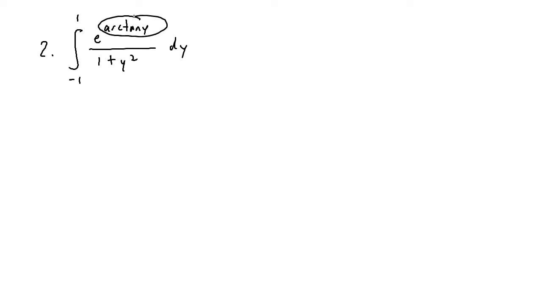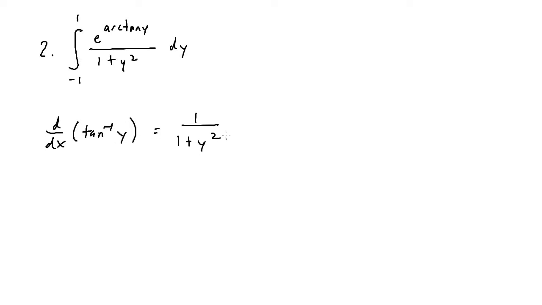So I'm looking at arctangent of y, and we know that the derivative of arctangent or inverse tangent of y is going to be 1 over 1 plus y squared. Well, if I go ahead and use u substitution, I'll be able to cancel out that 1 plus y squared in the denominator. So let's go ahead and use u substitution.